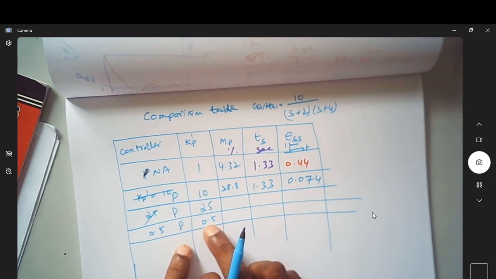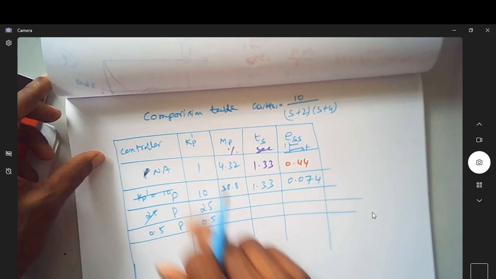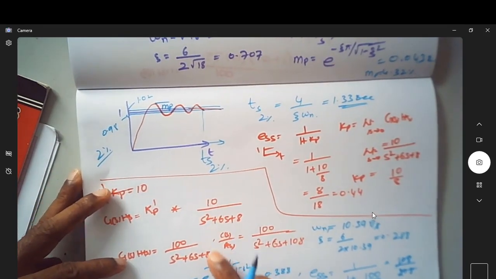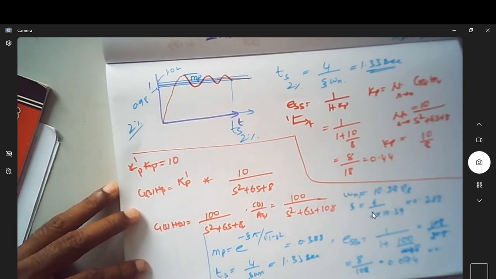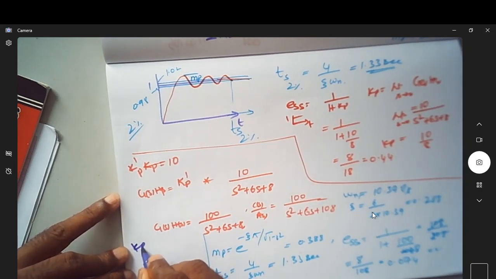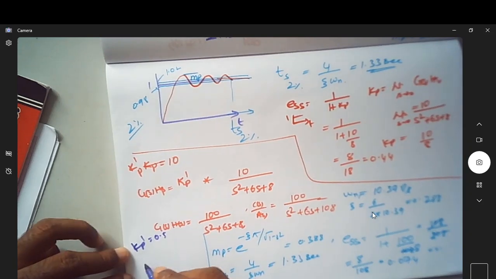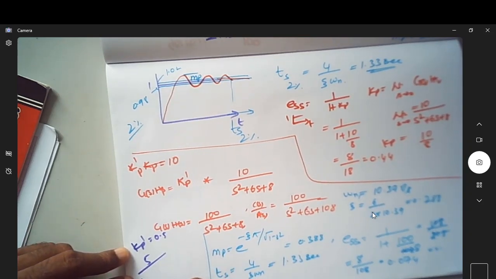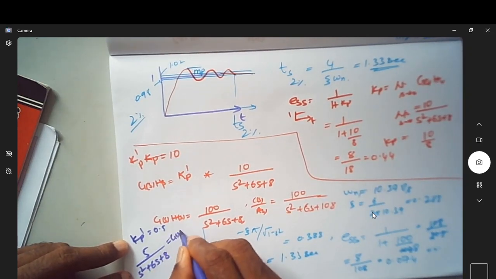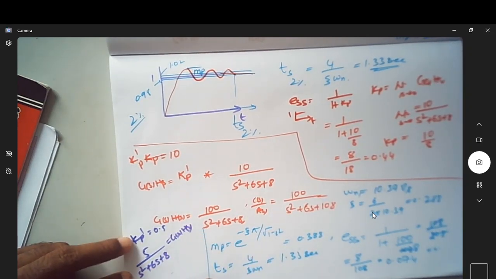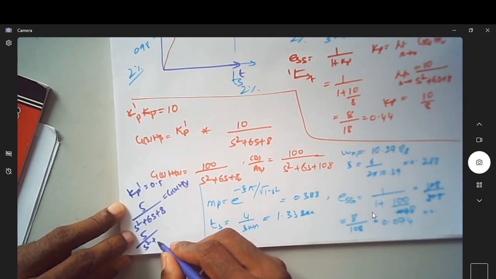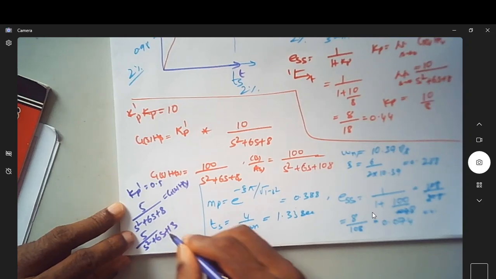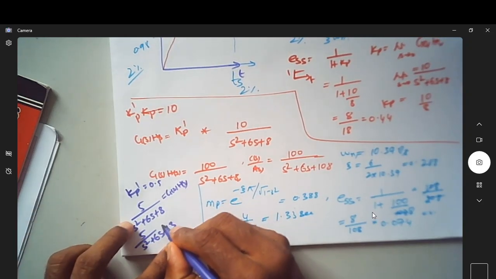So let me just try to find it out for 0.5 as a value of Kp dash. For Kp dash equal to 0.5, can you see now, this becomes 5 by s square plus 6s plus 8. This is my G(s) into H(s). What is my C(s) by R(s)? Will it not become 5 by s square plus 6s plus 13? So what is zeta now?